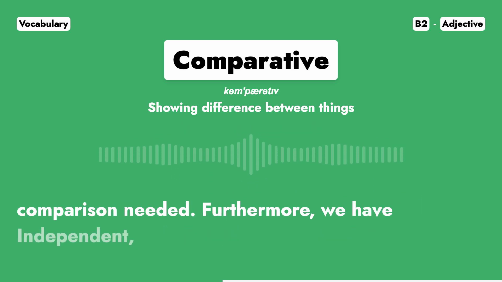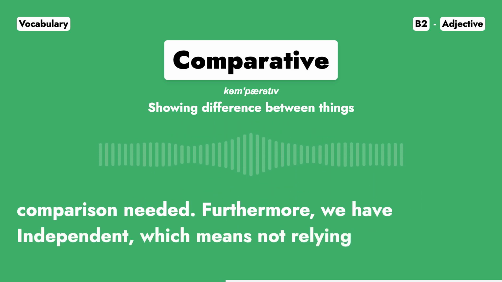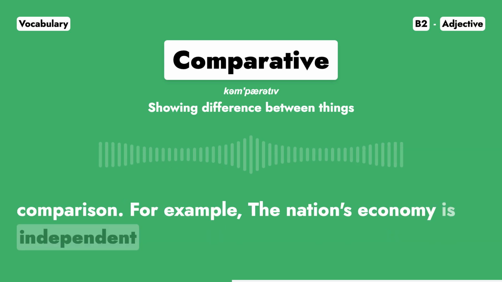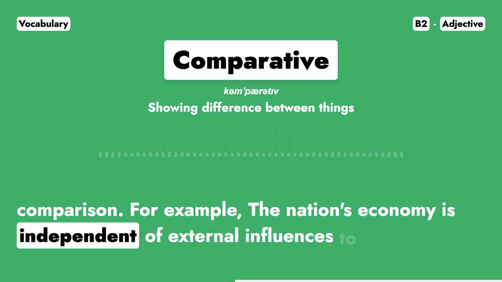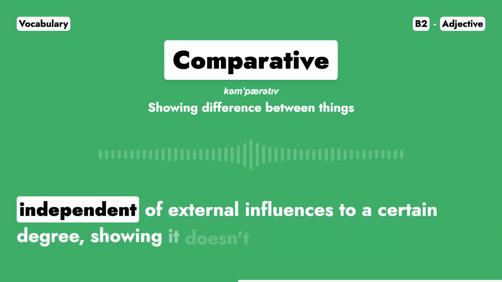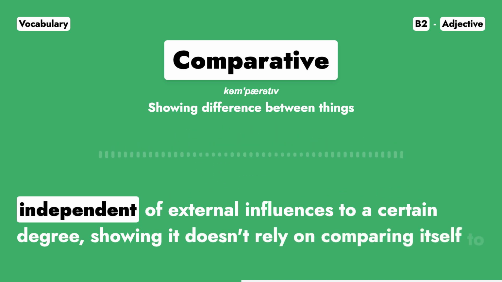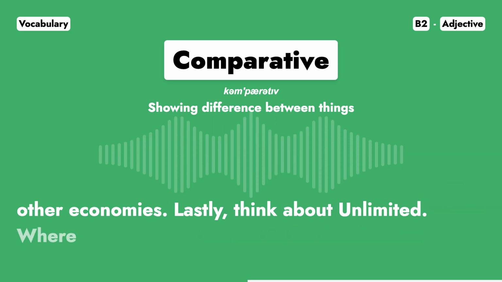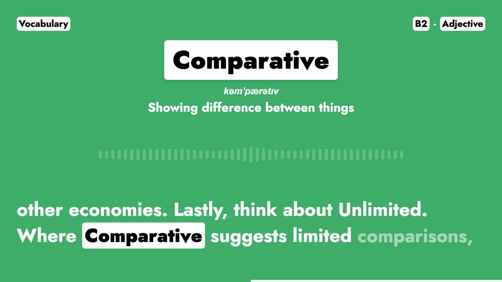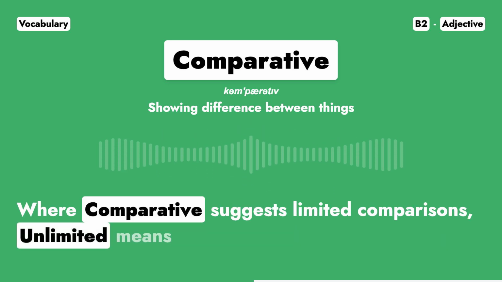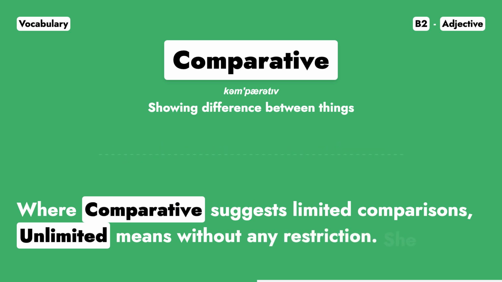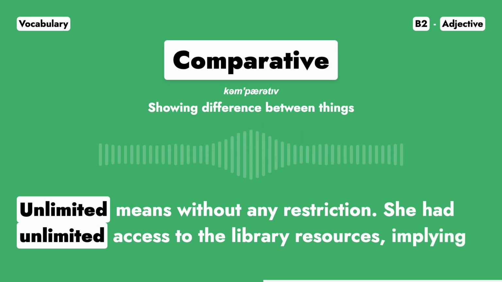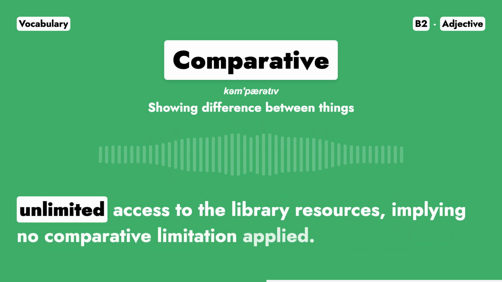Furthermore, we have independent, which means not relying on comparison. For example, the nation's economy is independent of external influences to a certain degree, showing it doesn't rely on comparing itself to other economies. Lastly, think about unlimited. Where comparative suggests limited comparisons, unlimited means without any restriction. She had unlimited access to the library resources, implying no comparative limitation applied.